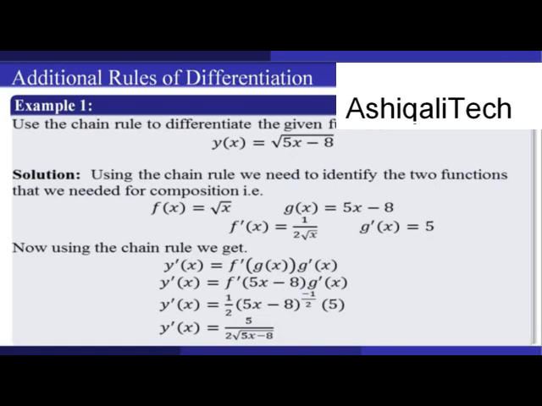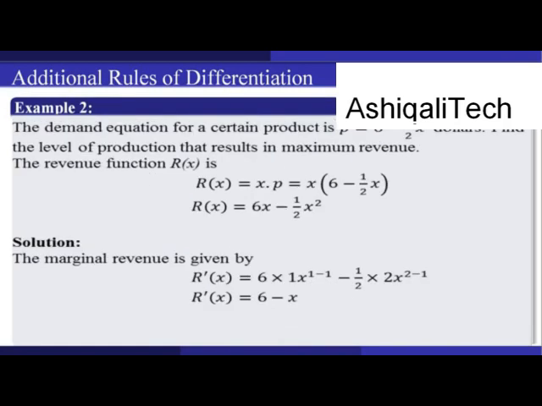Now, f'(x) is 1 divided by 2 square root of x, and the derivative of the second function is g'(x) = 5. Now using the chain rule, we get y'(x) = f'(g(x)) into g'(x). So that is f'(5x - 8) into g'(x). So f'(5x - 8) is 1 over 2 square root of (5x - 8) times g'(x), which is 5. So after simplification we get y'(x) = 5 over 2 square root of (5x - 8).